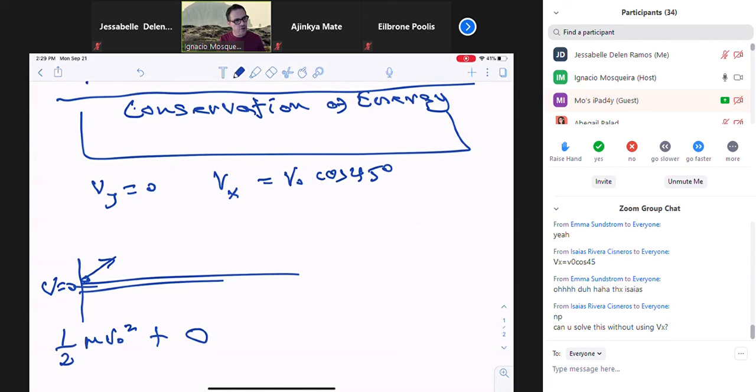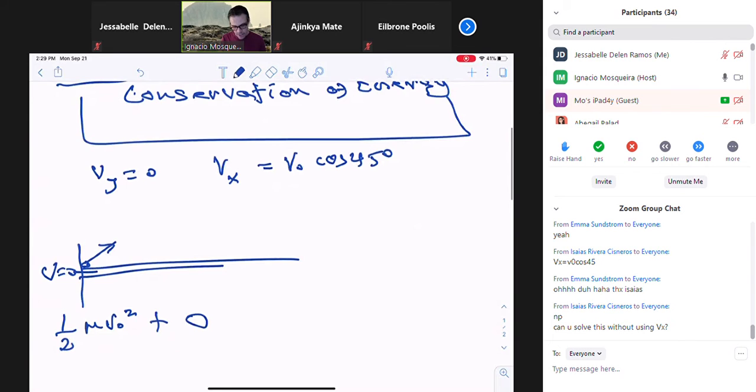Okay, let's solve it and then see if I answer your question. So I'm only using V0. V0 is a given. I have to give you V0, otherwise you wouldn't know how high it will climb. I actually have to give you V0 and also the angle, because different angles give different elevations.